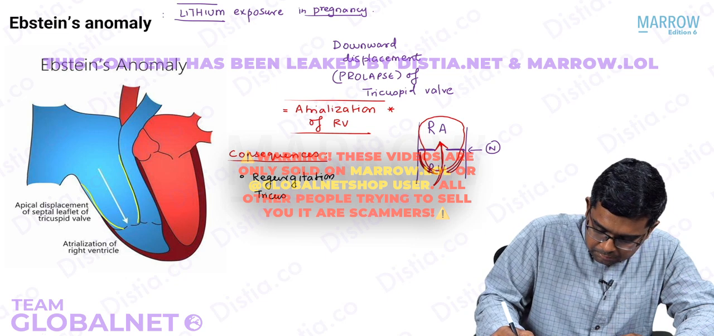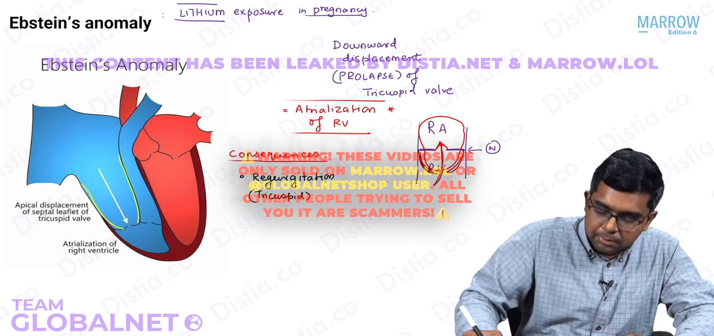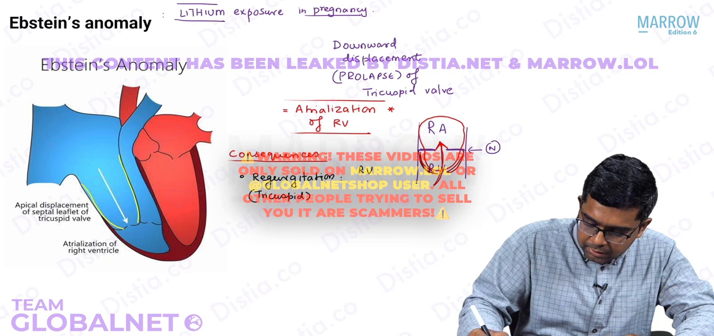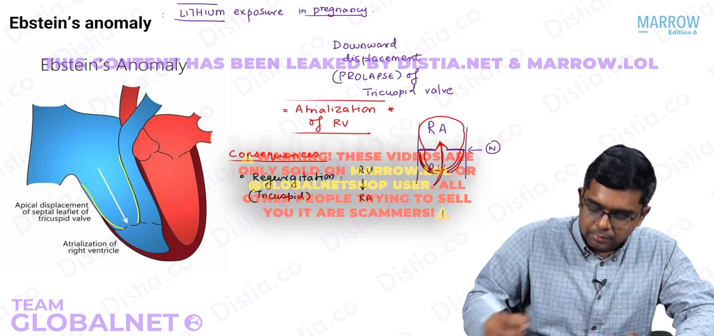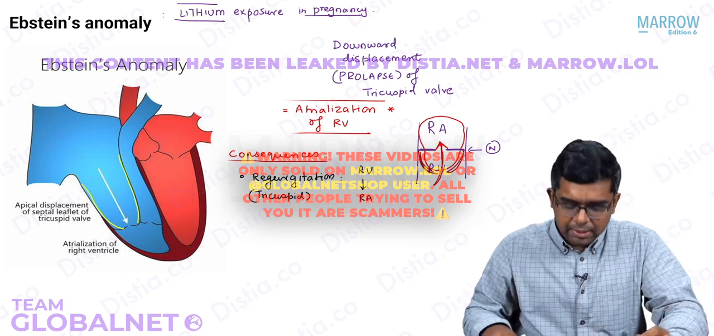Tricuspid regurgitation resulting in the blood flowing back from right ventricle into right atrium. That is the first consequence. What is the second consequence?